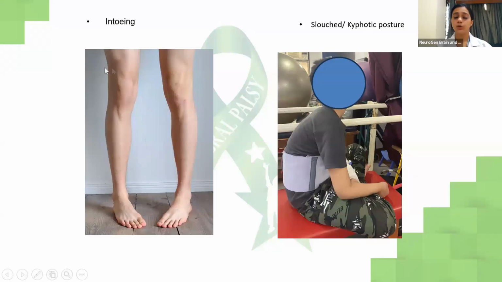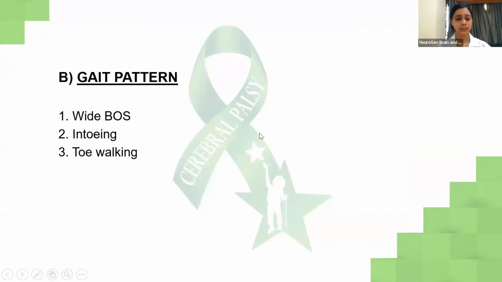In-toeing also happens because of W sitting. Excessive W sitting can lead to in-toeing. It can lead to adductor tightness, hip tightness. It can lead to deformities. It can lead to spinal involvement later on if the child persistently sits in W sitting. The gait gets affected, and there are chances of the child having hip dislocation also if there is excessive W sitting. Slouched posture. Gait pattern will include wide base of support, in-toeing, or toe walking.